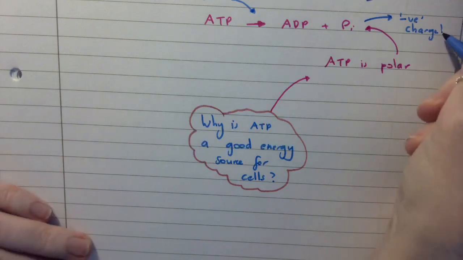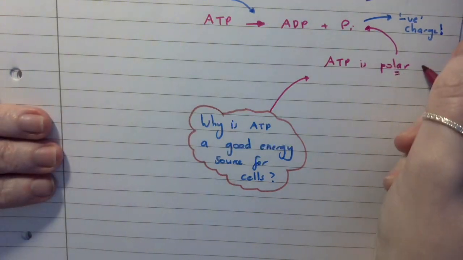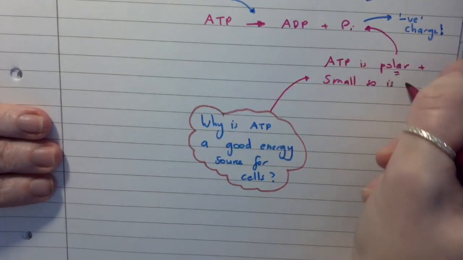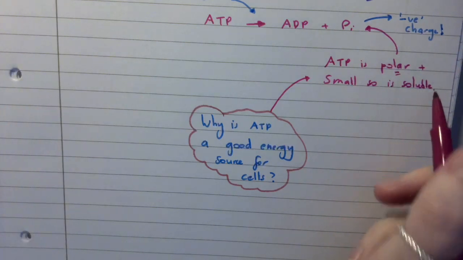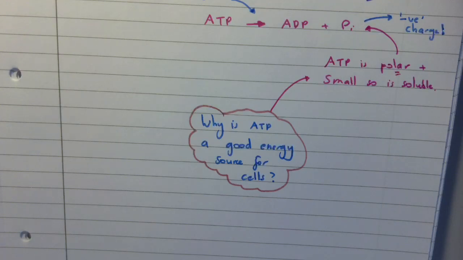Okay, that's supposed to be an explanation more like that. ATP is polar and small, so is soluble. Obviously that's really important. If it's not soluble, it's probably not going to be very useful to be inside a cell if it can't actually dissolve in the cytoplasm or the liquids that are inside there.